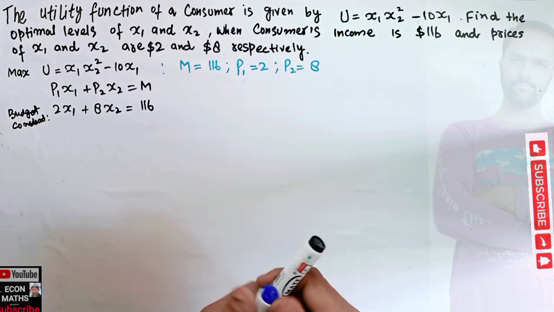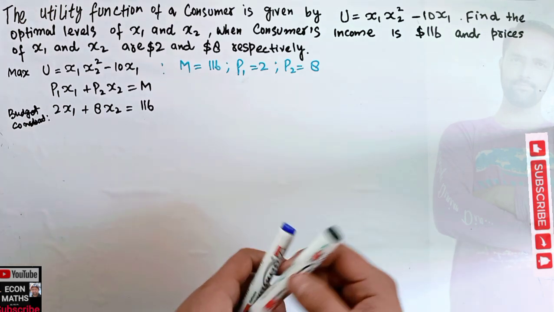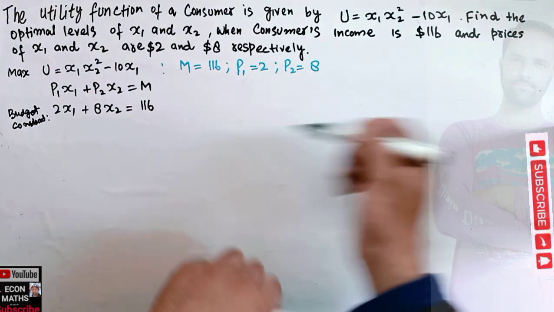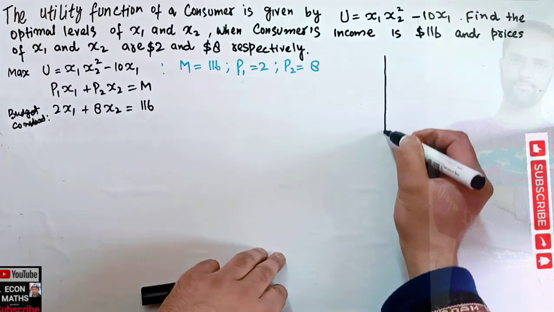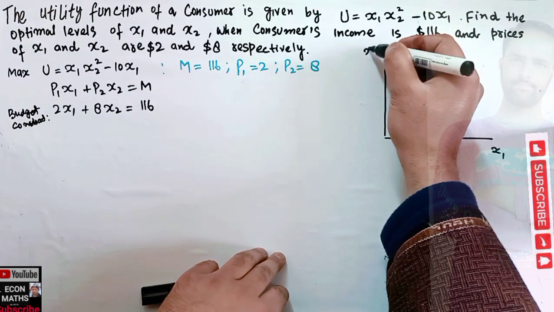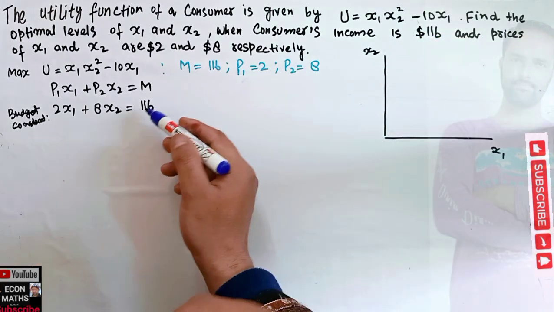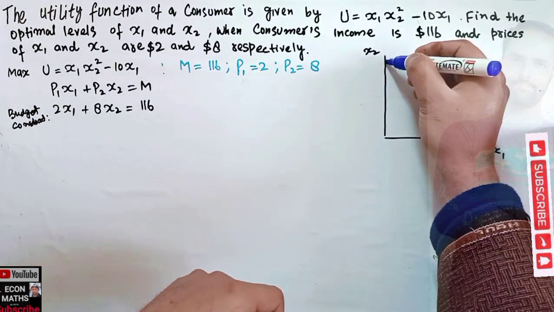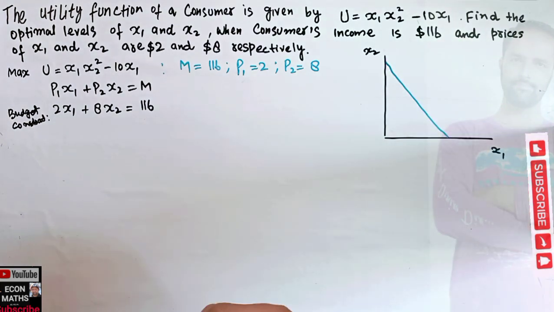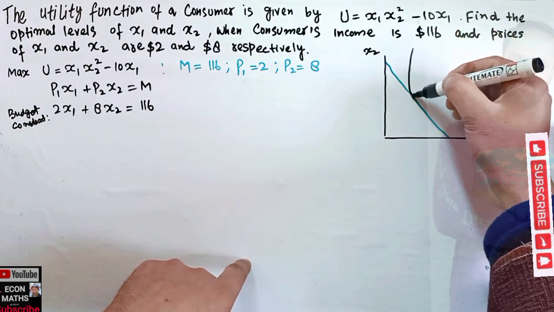Now to get the optimal values, we need to find the tangency condition. What is meant by tangency condition? Let's try to figure this out first. Let us say x1 is on this axis and x2 is on this axis. Let's draw a budget line. This is our budget line, and we have this indifference curve. It will look like this.